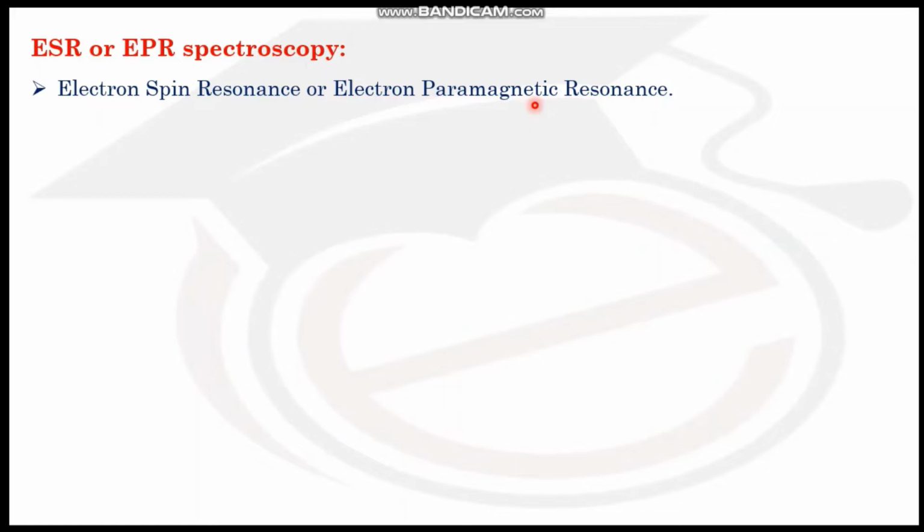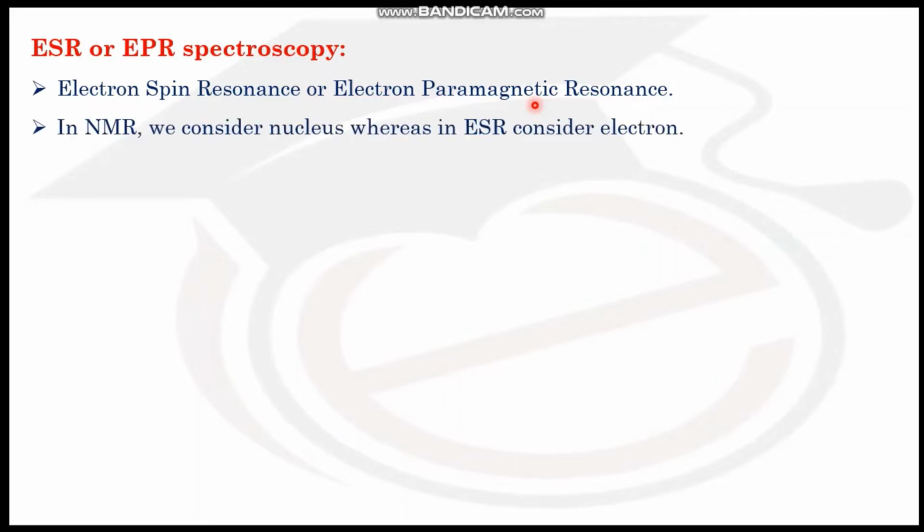We are comparing with NMR because almost all the things we discussed in NMR, we are discussing in ESR also. There we consider nuclear spin, here we consider electron spin. That is the only difference. Other things like splitting and number of signals are almost similar to NMR. In NMR we consider the nucleus, and in ESR we consider the electron.